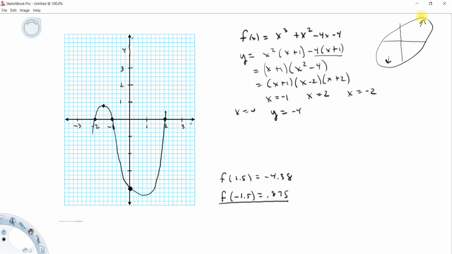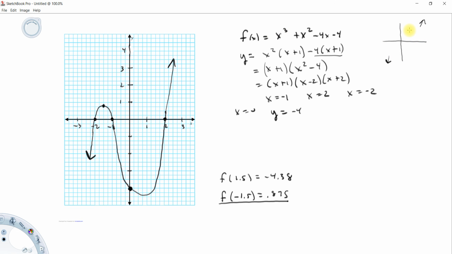Remember our long-term behavior. Something like this and this. Let me redraw that a little better. Probably more like this. And again, to fill in detail, you can get some more detail just by plotting more points, but that's good enough. So our function here, again, it's a third order function. Long-term behavior looks something like this.